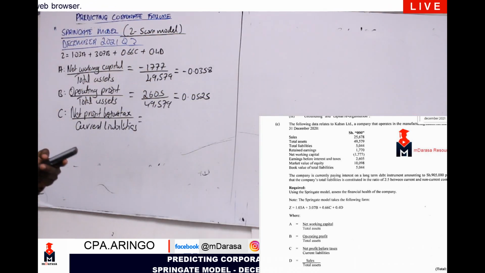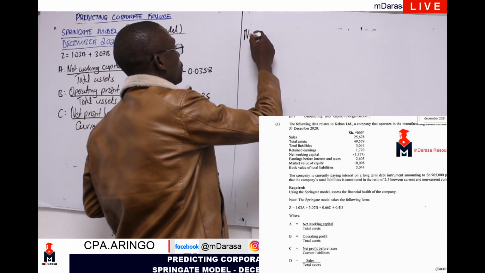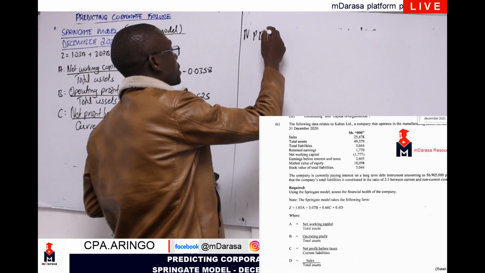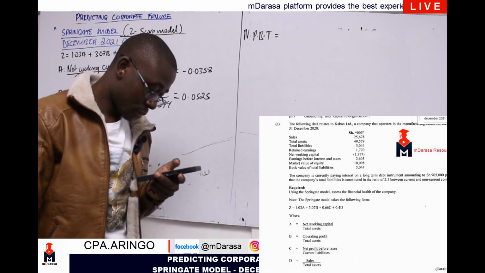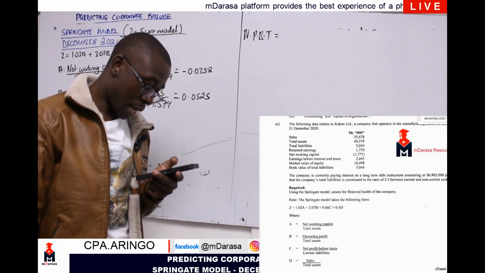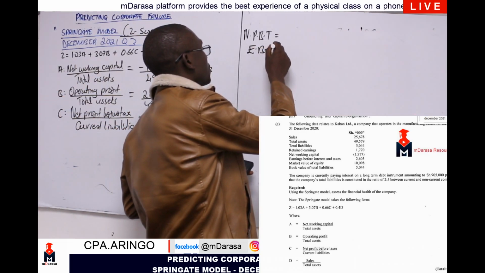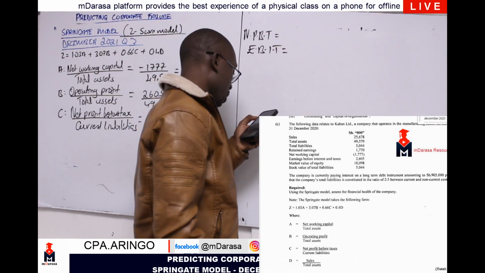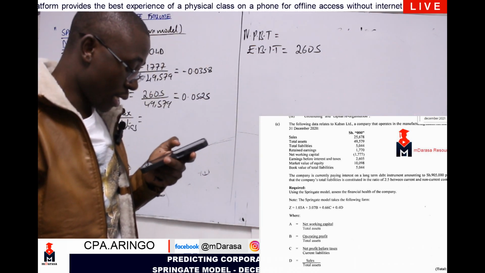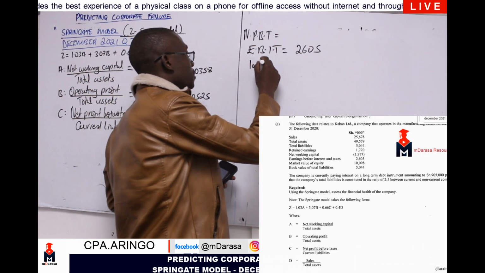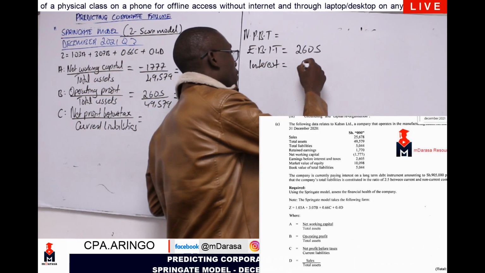So what will we be having? Our net profit before tax will be net profit before tax. We should be having what? We are given earnings before interest and tax, EBIT, which I was given to be 2605. If you can check clearly, we're having our interest, which we are told amounted to how much? 905.